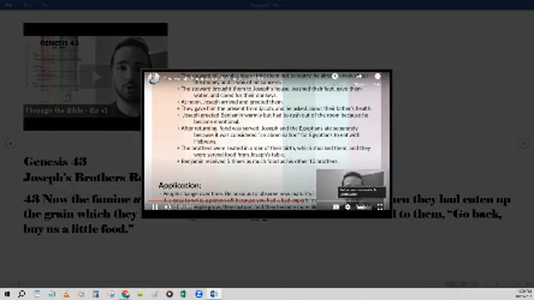After he collected himself, he returned, and food was served. Joseph ate by himself, and then the Egyptians ate by themselves, because the text tells us the Egyptians thought it was an abomination to eat with the Hebrews. So then the Hebrews ate by themselves, and they were seated in order of their age, from the oldest to the youngest.